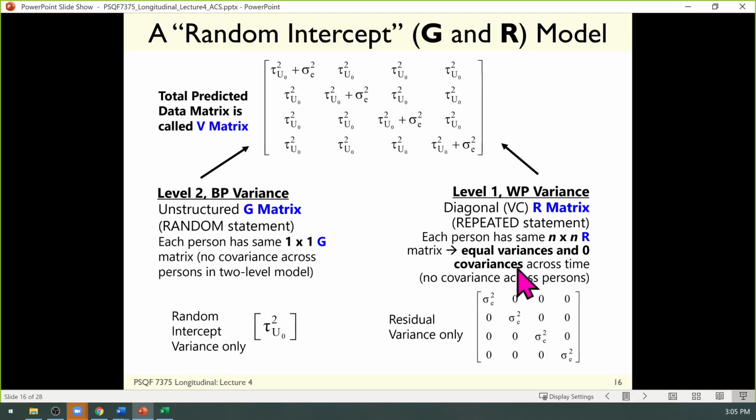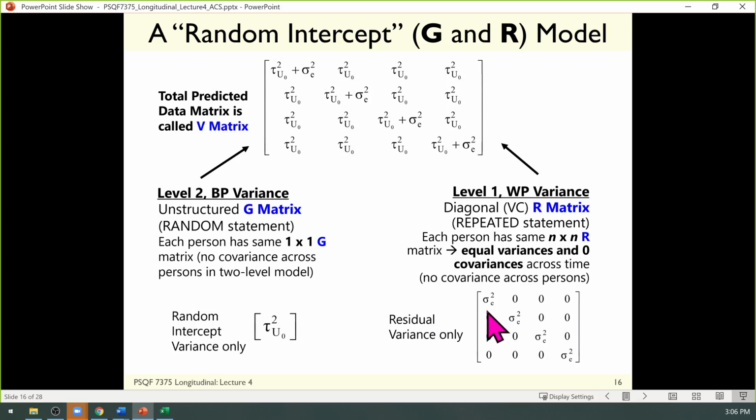And so the ingredients, though, are going to look like this. So what if we took our compound symmetry R-only model and described it with this new language? So if I take the random intercept variance out, this is what we're going to end up with. This is compound symmetry. If I pull the random intercept variance out and put it over here in G, then R that's left looks like this.